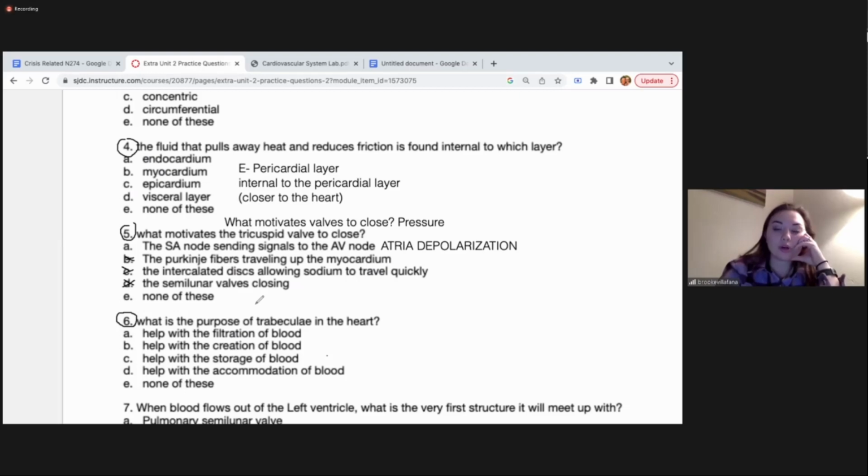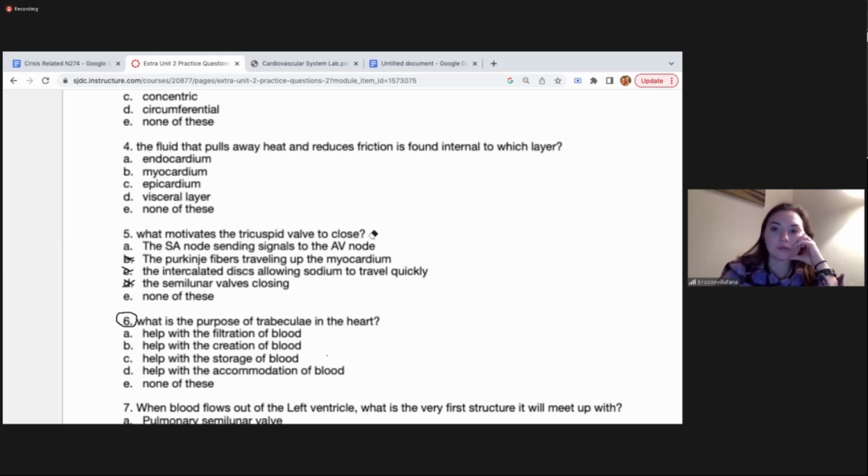So 6, what is the purpose of trabeculae in the heart? Kennedy, you asked where the answers are. I have this posted as well as the answers at the end. If you want explanations or where you're supposed to be getting this content, all of this is coming from your lectures. So if you're taking Bender or Newton, it will be coming from your lectures. So for question 6, what is the purpose of trabeculae in the heart?